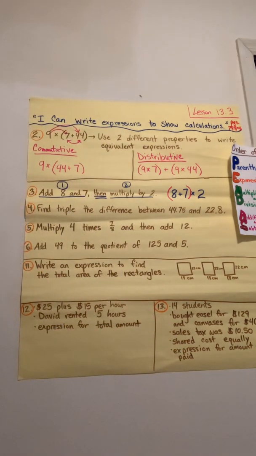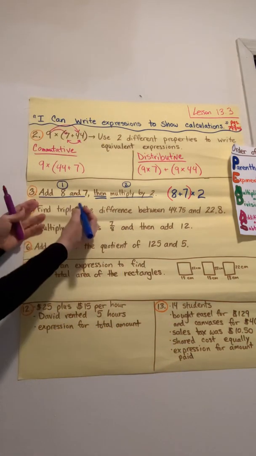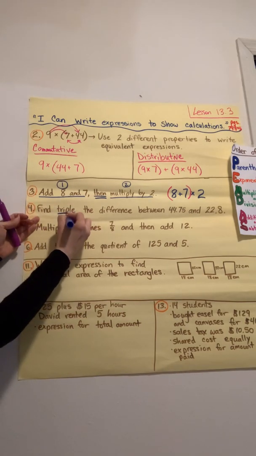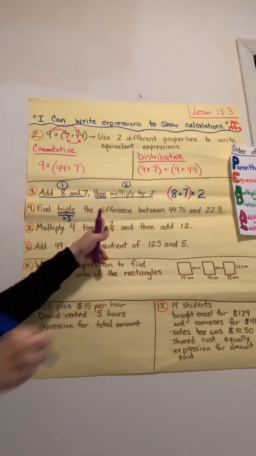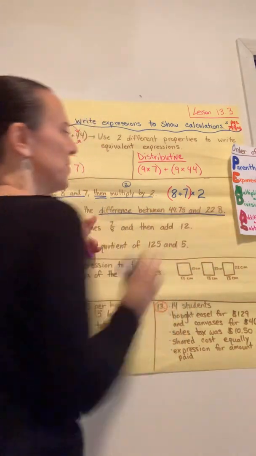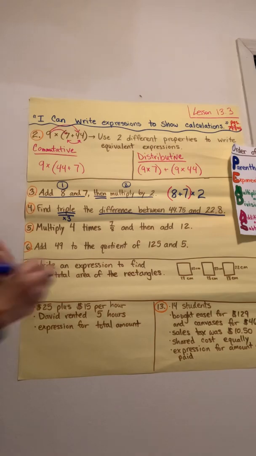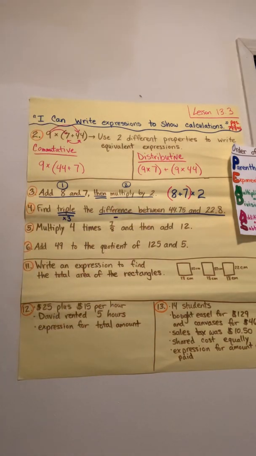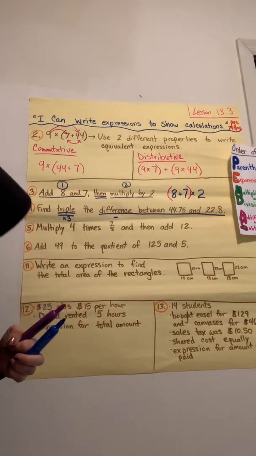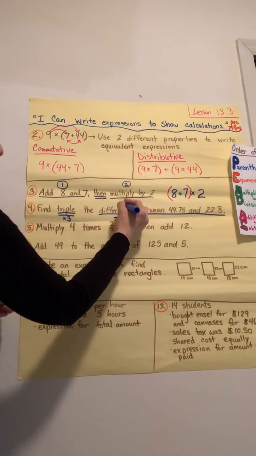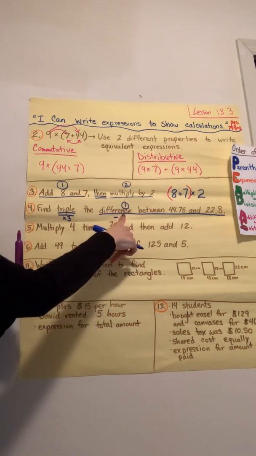Okay. Second one, very similar. I've got two things to do. I've got to triple something. I know that means times 3. Okay. But I have to triple the difference between these two numbers. Okay. Difference, I know in math, means subtract. Okay. So if I want to find triple the difference, that means I have to have the difference first. So finding the difference has to be my first step.